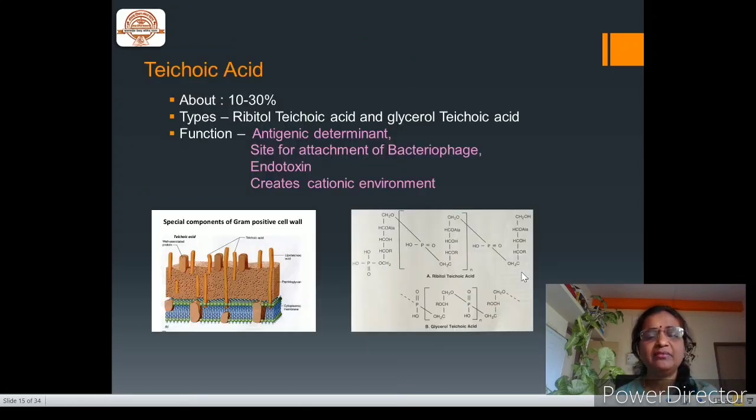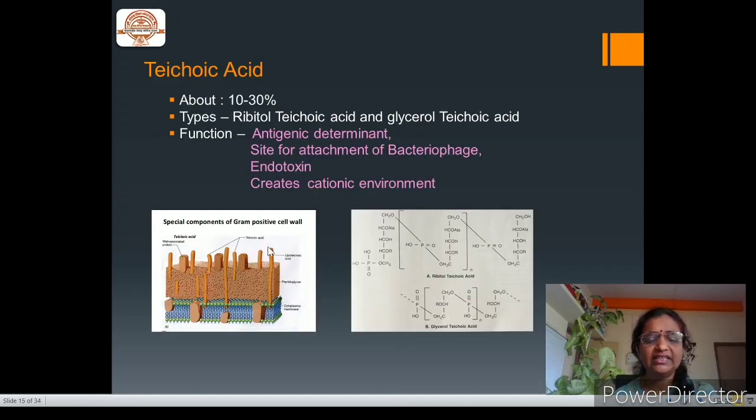Now next, a minor component present in the gram positive cell wall is teichoic acid. It is only about 10 to 30% part. Now what is this teichoic acid? This is the structure of the teichoic acid.